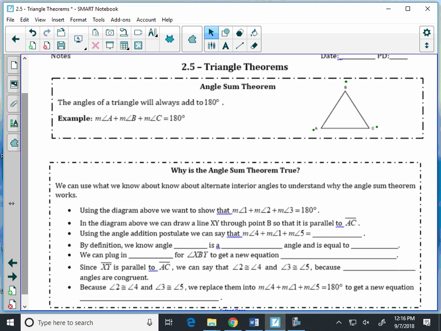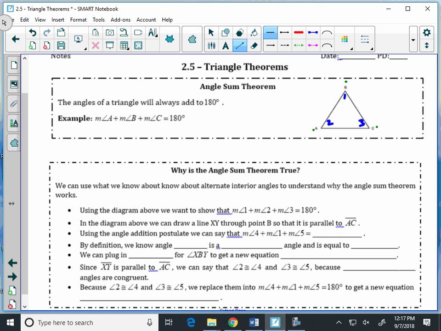I'm going to label the angles just so it's easier than stating angle ABC every time, and then it gets confusing. So just label this one 1, 2, and 3. We want to show that 1, 2, and 3, those angles add to 180. And that's what we want to show through this math. And this is what the person who discovered this did. In this diagram, in that box, we can draw a line through the top of it, through point B.